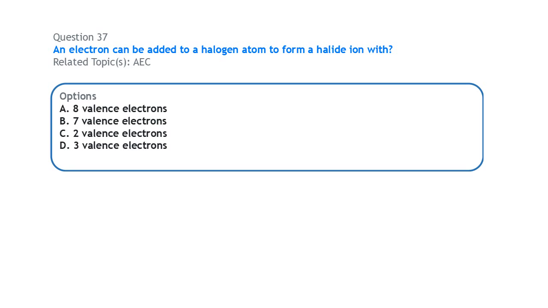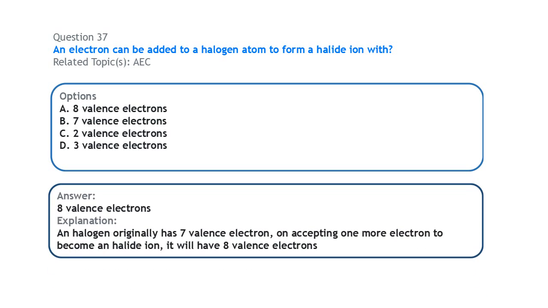Next, an electron can be added to a halogen atom to form a halide ion with... So halogens are the elements in group 7 of the periodic table. They have 7 valence electrons, that is, they have 7 electrons in their outermost shell. Now when you add another electron to it, their valence electron becomes 8, because one more has been added. They can only accept one more to attain the octet structure.